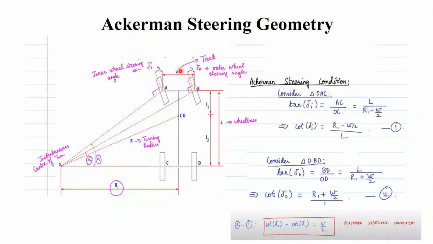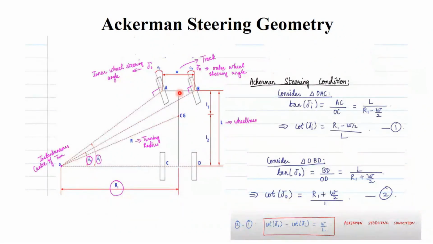Okay, and you have the overall length, the wheelbase length, which is L. And you have the CG. The distance from the front wheel to the CG is the length L1, and the distance from the rear wheel to the CG is L2. You see here, L1 is not equal to L2.